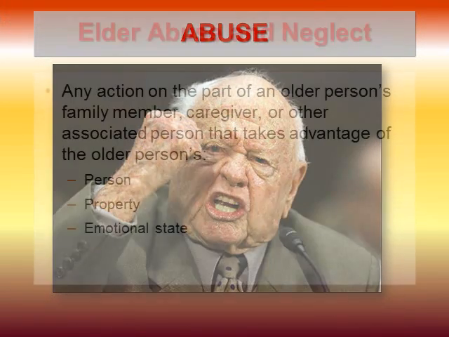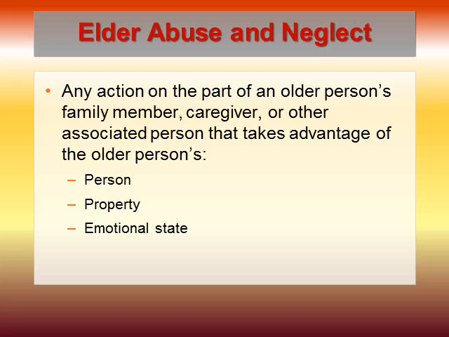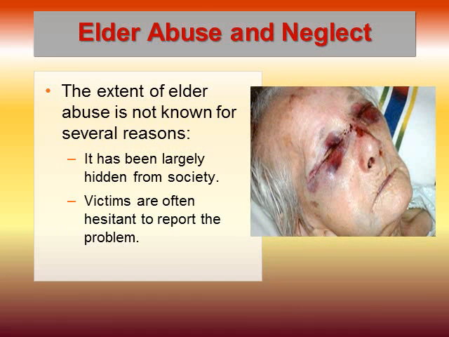Geriatric abuse: any action on the part of a family member, caregiver, or associated people that takes advantage of the older person's person, property, emotional state, and sometimes sexual issues. The extent of elder abuse is really not known, and a lot of that is because these are people who aren't going to report their son, their daughter, their family members.